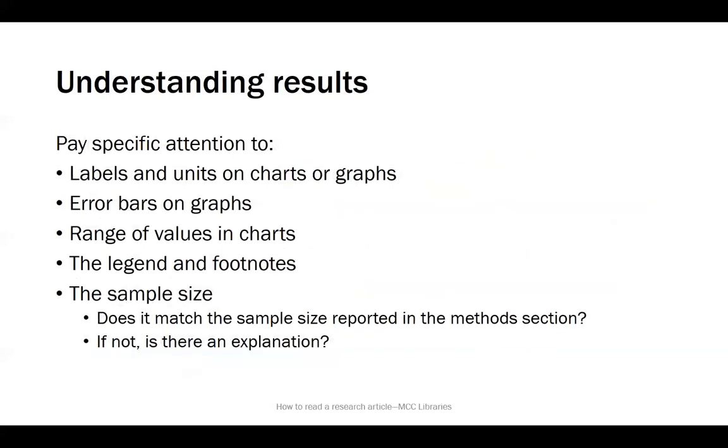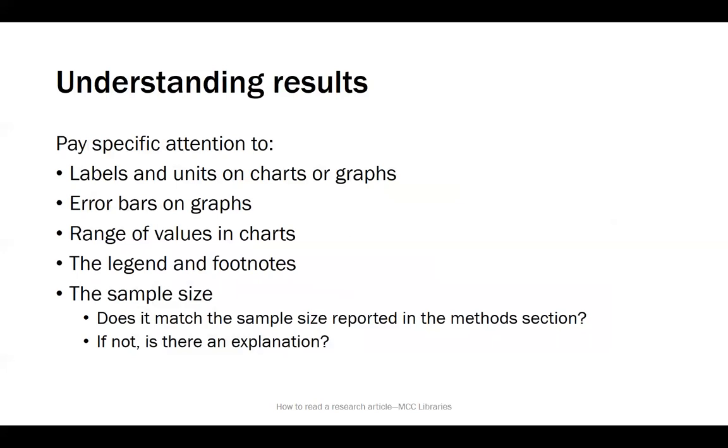So understanding the results, you want to pay specific attention to the labels and units on charts and graphs. So you want to look at the top and the bottom of the graphs, and you want to look at the keys for the graphs and see exactly what it is it's trying to tell you. You want to look for error bars on graphs, the range of values in the charts, the legend and the footnotes, and the sample size. Does it match the sample size reported in the methods section? If not, is there an explanation?